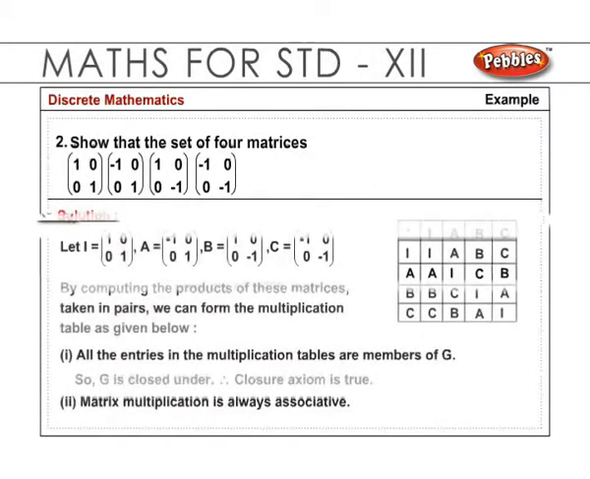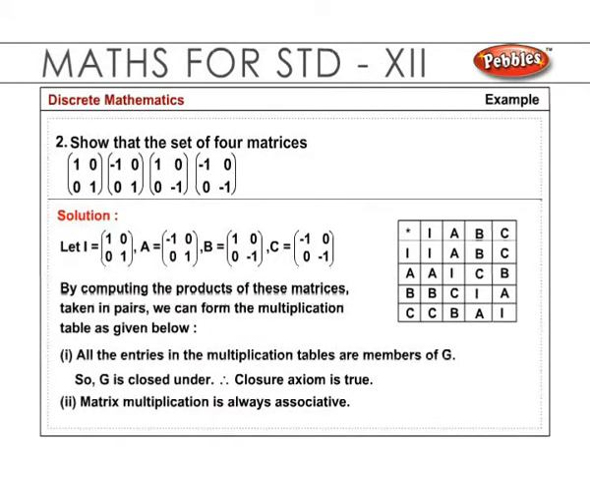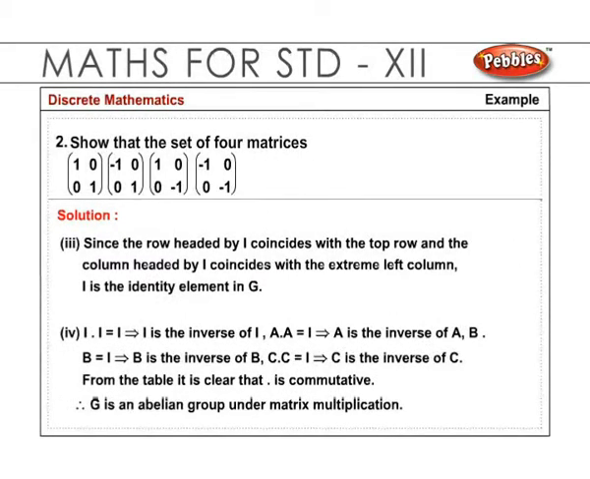By computing the products of these matrices taken in pairs, we can form the multiplication table given below. 1. All the entries in the multiplication table are members of G, so G is closed under multiplication. Therefore, closure axiom is true. 2. Matrix multiplication is always associative. 3. Since the row headed by I coincides with the top row and the column headed by I coincides with the extreme left column, I is the identity element in G.